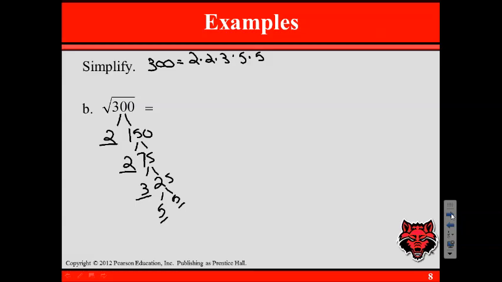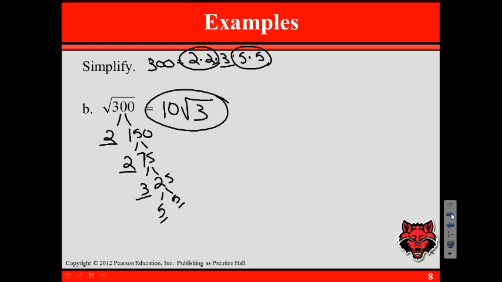Because we're taking the square root, we want a pair of identical factors to form a group. So we have a pair of 2's, a pair of 5's, and the 3 left over. Any pairs, we will multiply those groups together. So I have a pair of 2's that represents 2, a pair of 5's that represents 5. 2 times 5 is 10. So we were able to pull 10 out from underneath the square root. However, there will be a 3 left underneath because it could not form a group.